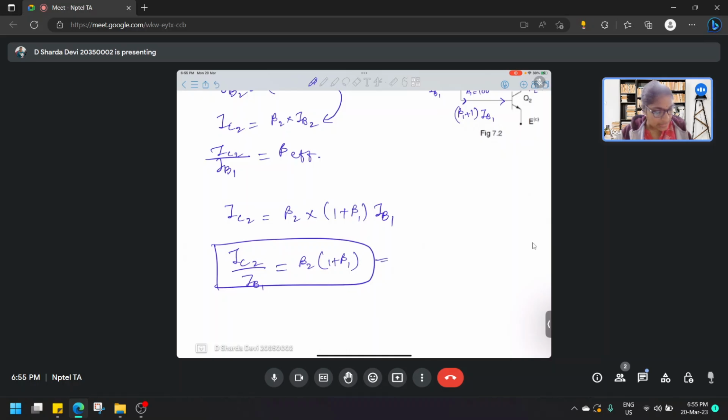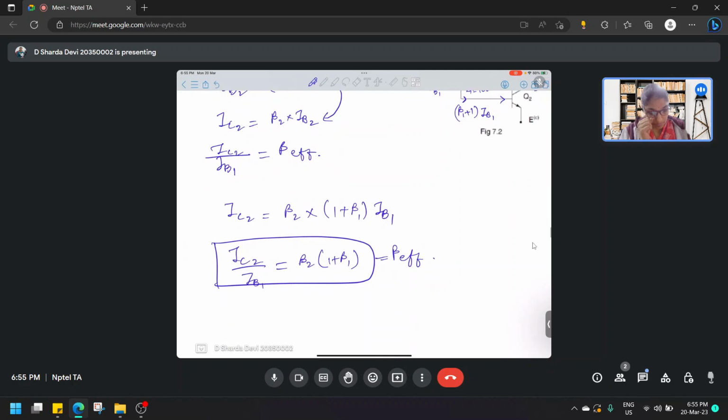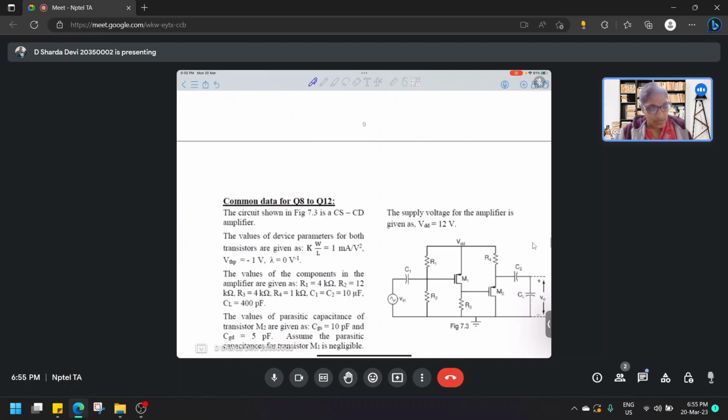So this is actually the beta effective of the two transistors. It is the product of two betas. That is 100 into 101. So 10100 is the beta effective. Clear? So after this, let's move on to the next problem.